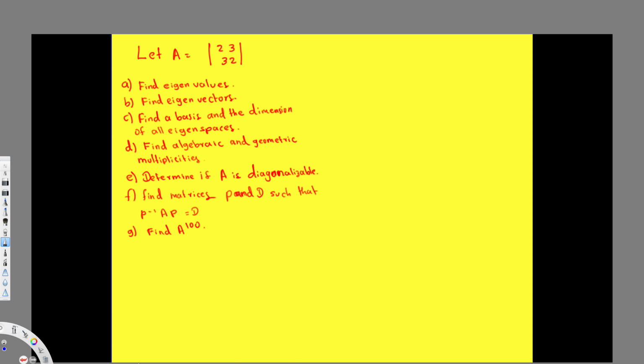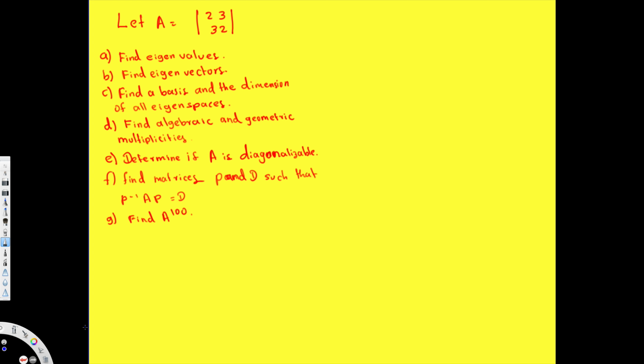Hey guys, let's do this problem right here. The question is asking: find eigenvalues, find eigenvectors, find the basis and the dimension of all eigenspaces, find algebraic and geometric multiplicities, and determine if A is diagonalizable, find matrices P and D such that P inverse A P is equal to D, find A^100. Let's see how we can do these things.